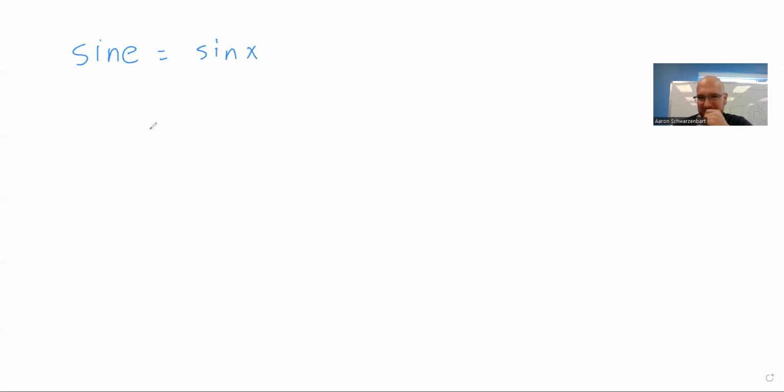Please do not call it the sin of x. It's the sine of x. You call it the sin of x, you are sinning. You're breaking the rules in mathematics and you're not pronouncing things correctly. So please call it the sine. We have the cosine, which is abbreviated COS of x, and the tangent of x. And these are ratios, which means they are fractions.